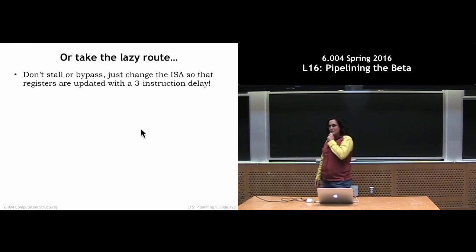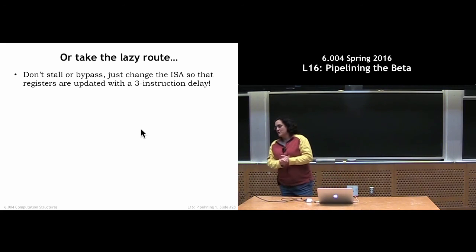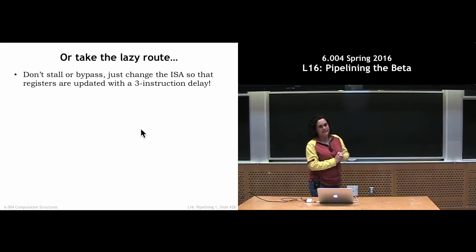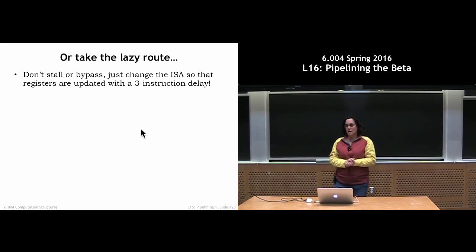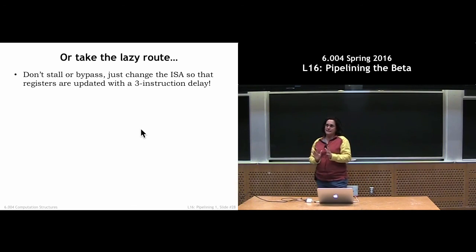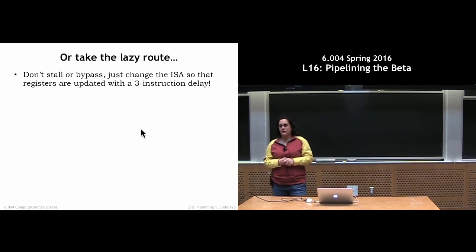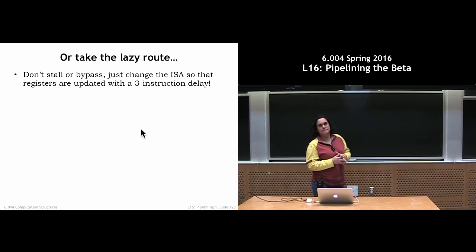Okay, now let's consider one last solution. Suppose that instead of doing compiler work or changing my hardware, I said, well, let me take the easy route, and I'm going to change my instruction set architecture so that I define that registers are only updated with a 3 instruction delay. So this becomes part of the definition of my architecture. Is that a good solution? Yes? Why? You're shaking your head now. It's actually an awful solution.